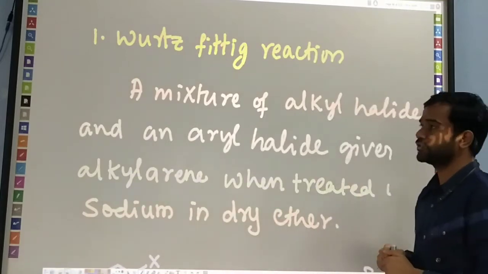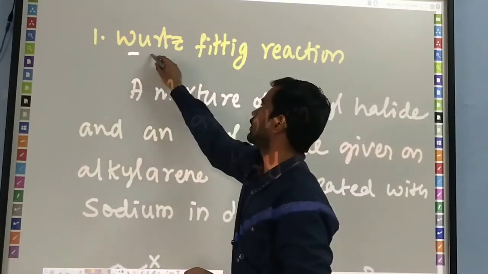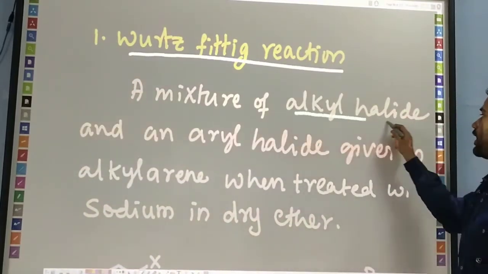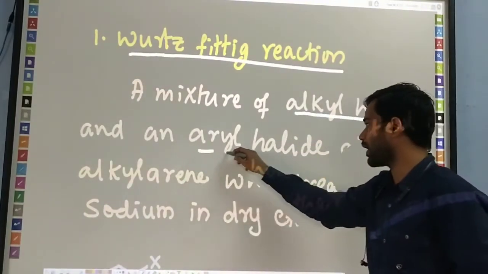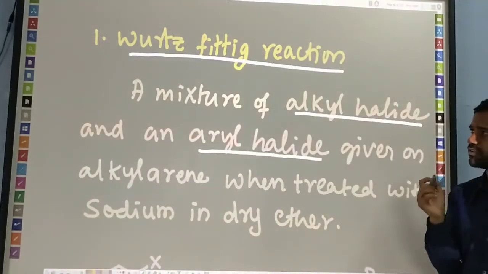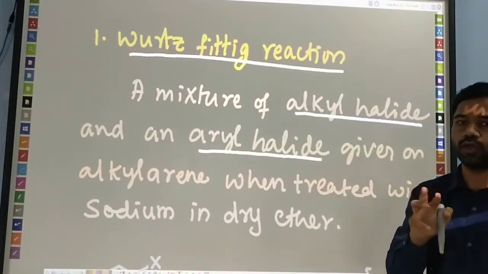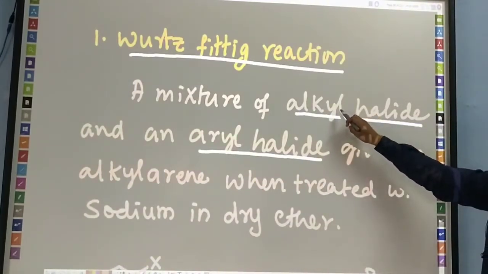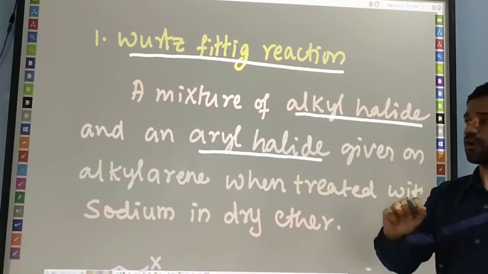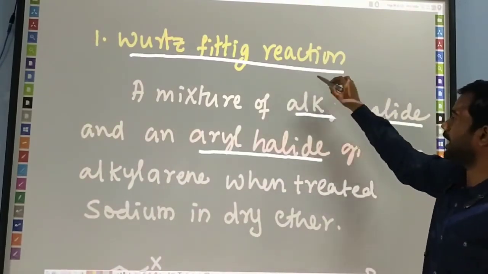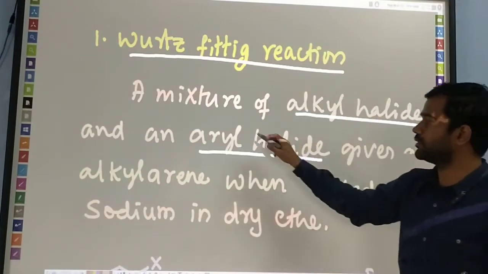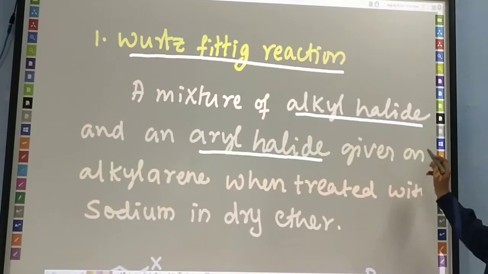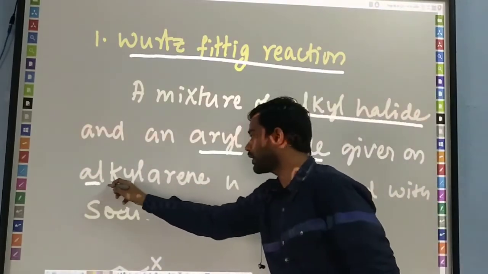The first reaction is known as the Wurtz-Fittig reaction. What does the reaction tell? A mixture of alkyl halide and an aryl halide. In the case of the Wurtz-Fittig reaction, we are going to consider two reagents or substrates. What are those substrates? We have taken the alkyl halide and an aryl halide. Just have to observe, this is our alkane, this is our arene. Alkane and arene are going to react to form the alkyl arene.